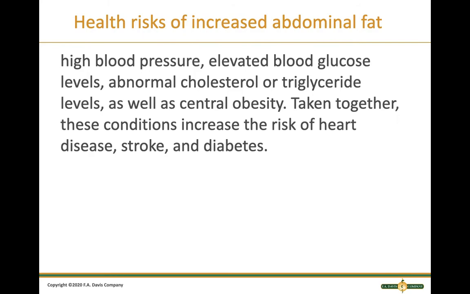So one of the connective tissues is adipose, and most of us probably have more than we need. So some of the health risks associated with increased abdominal fat are high blood pressure, elevated blood glucose levels, abnormal cholesterol or triglyceride levels, as well as central obesity. And then all of those things lead to increase in the risk of heart disease, stroke, and diabetes. And in your book it tells you the ratio, your waist to hip ratio. If it's greater than 0.9 for men or 0.85 for women, that indicates central obesity.